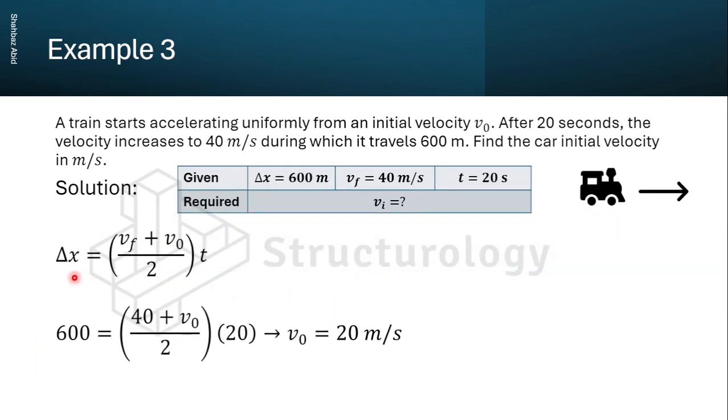So by substituting delta x as 600, final velocity as 40, initial velocity is unknown, divide by 2 times the time is equal to 20, we are going to get the initial velocity equal to 20 meters per second.